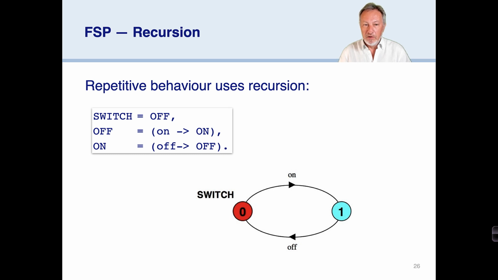We've already seen recursion. Here's the example that we saw in LTSA, the alternative definition of switch. Here we have a definition which is composed of various parts separated by commas and ending with a period. So switch is equal to the off process. The off process is on arrow on, and the on process is off arrow off. So this is clearly a complete recursive specification.